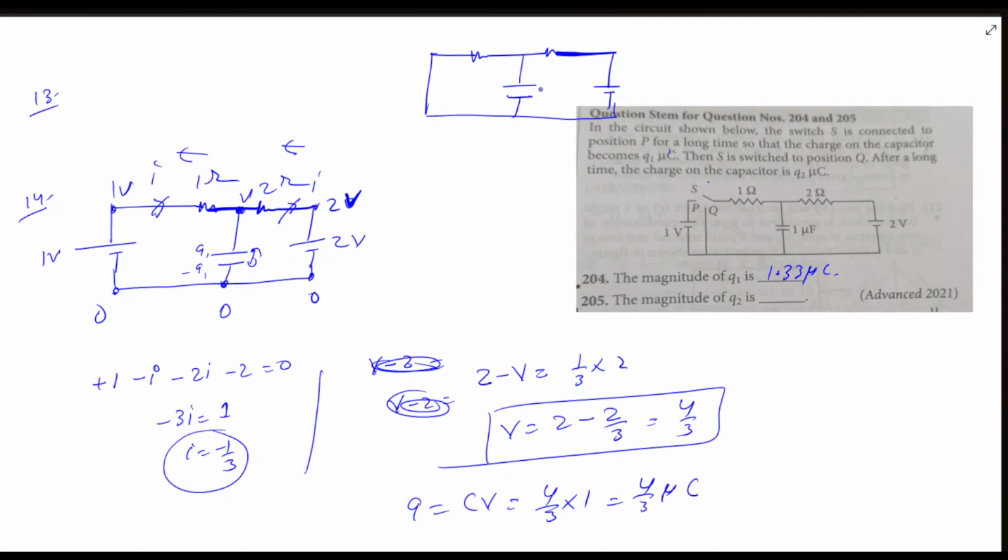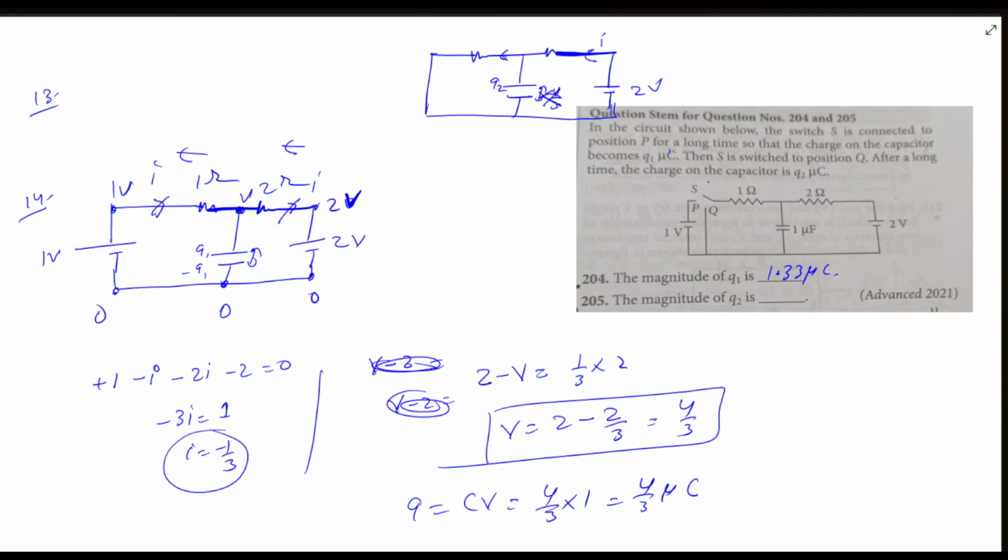Now this has some V potential, which is 4 by 3. We have calculated, right? But it does not matter. Eventually, this battery will provide the new charge to it, so we'll just consider it as Q2. Okay. Now after a long time, the current will be like this in this circuit.